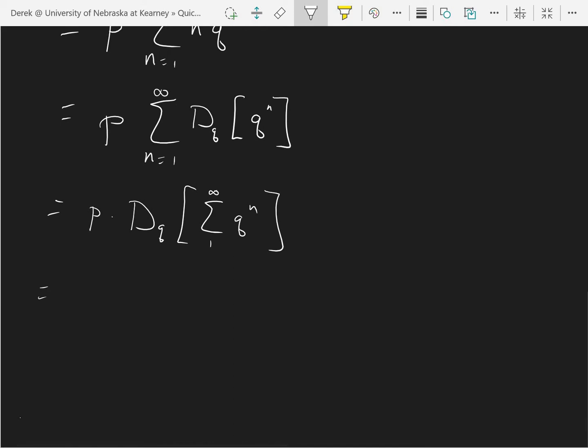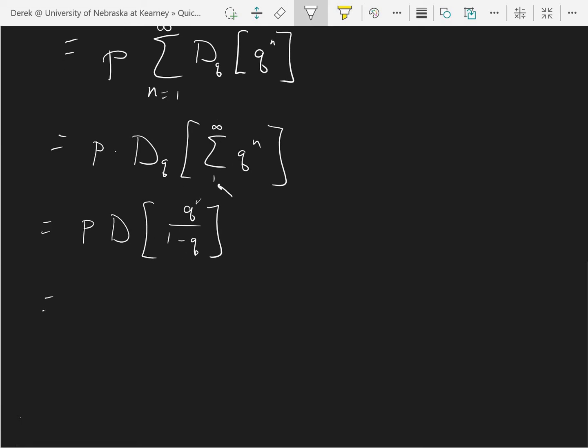And this is P times the derivative of, well, that's a geometric series again. The sum is Q over 1 minus Q. We had proven that the sum of the geometric series is 1 over 1 minus Q, but this actually starts at 1 and not 0, right? My index starts at 1, so the first term in the series is Q. The thing that goes on top is the first term. 1 minus the ratio goes in the denominator.